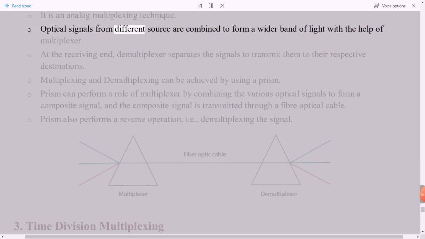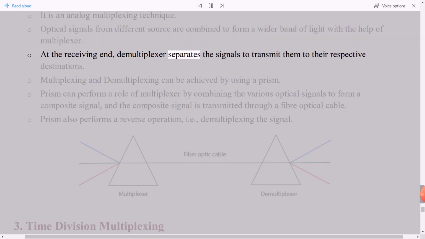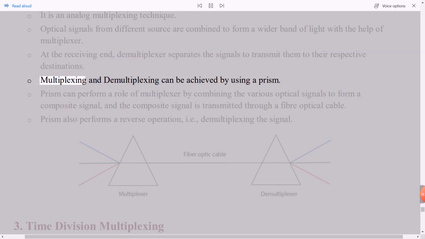Optical signals from different sources are combined to form a wider band of light with the help of a multiplexer. At the receiving end, a demultiplexer separates the signals to transmit them to their respective destinations. Multiplexing and demultiplexing can be achieved by using a prism.